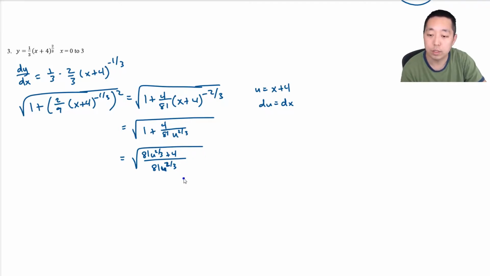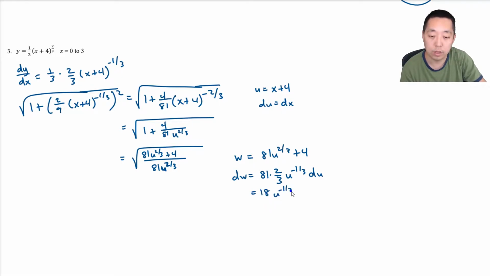It's one thing I could do. And then I could attempt to do another substitution, because this is kind of like, if I subtract 1, it'd be my, yeah, if I did this substitution, w, say, this is a good example of doing substitution multiple times. I'm not entirely sure where we're going to go with this, but dw would be 2/3 times 81 times 2/3 u to the negative 1/3 du, right? So this is 9 times 2, that's 18 u to the negative 1/3 du.